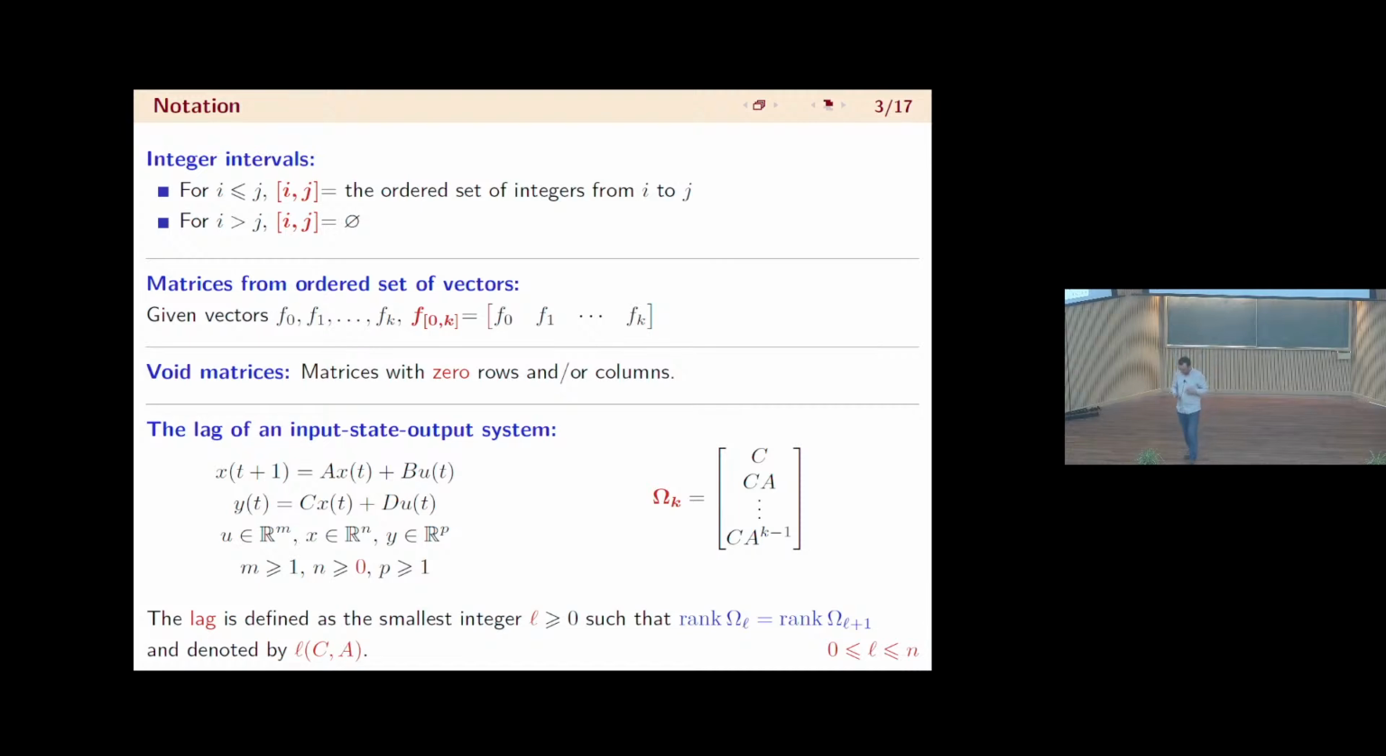Yes? If the system is observable, yes. But I didn't assume observability. But if the system is observable, indeed it is the observability index. Is it defined? I'm not sure if it is defined for unobservable systems. Yeah, okay. Then it is the observability index indeed, yes. Yes. I mean, since I don't start with a physical system, it is difficult to give a physical meaning, but it is, in a way, the number of delays you need to relate outputs and inputs.